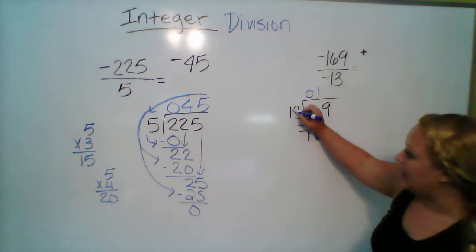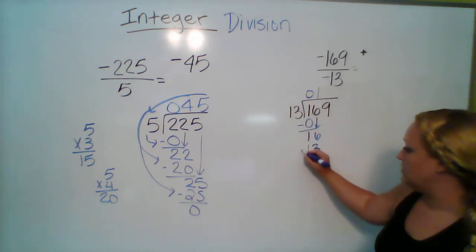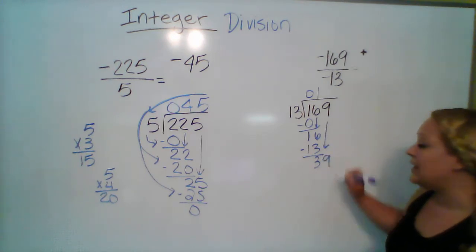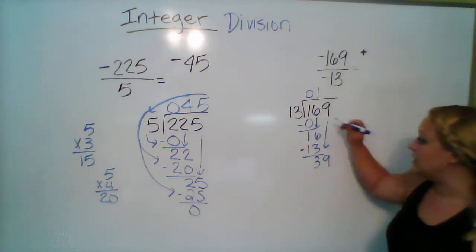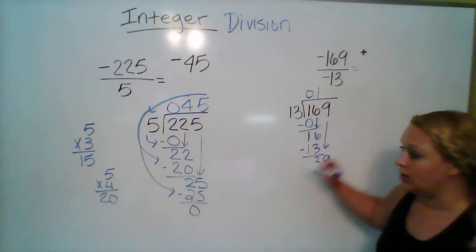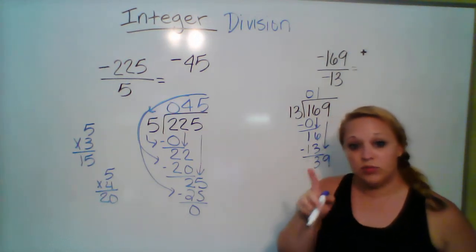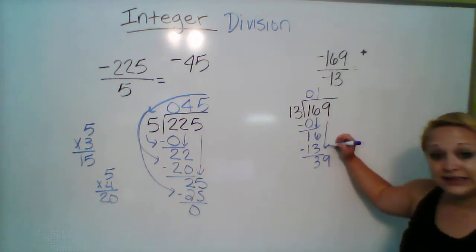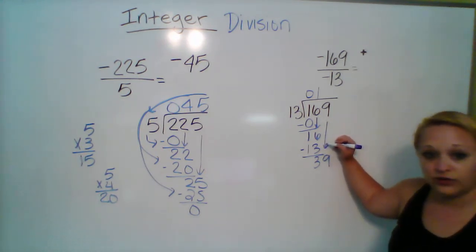So 1 times 13 is 13. And I'm again going to subtract. And then I'm going to bring down. Now, if you notice, you're only bringing down one number at a time. Here, here, and everywhere else. You can only bring down one number at a time. And if you notice, each arrow comes down another flight of stairs. They're not next to each other.